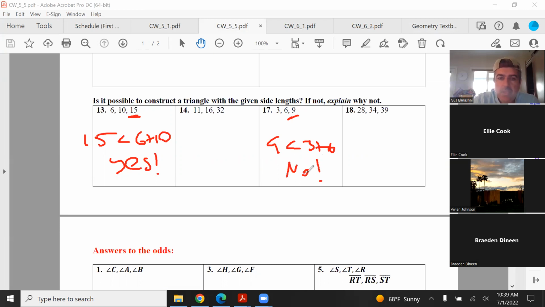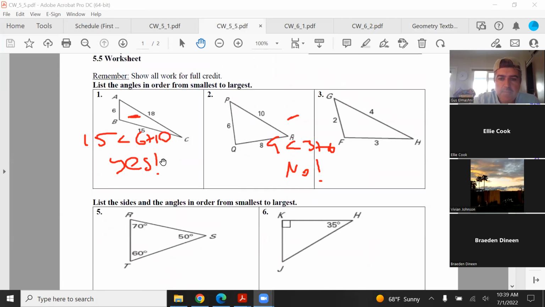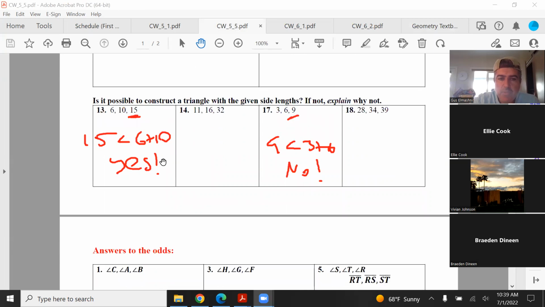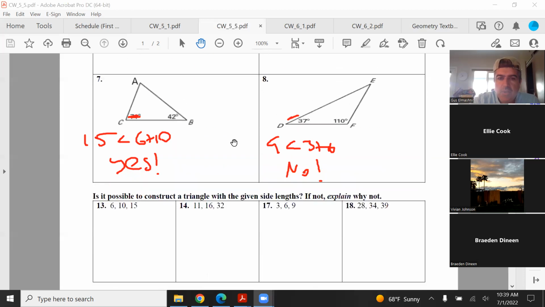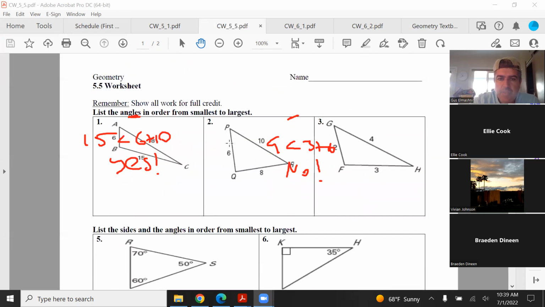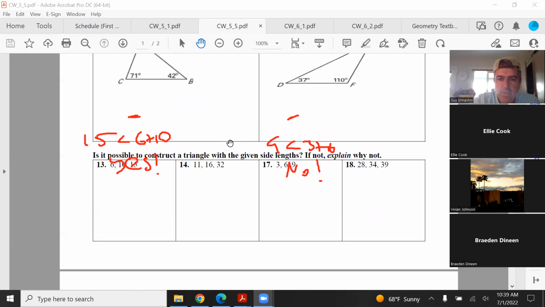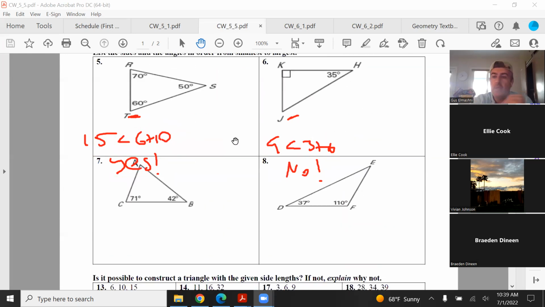Okay. Oh, that numbering's off. There's no number 16 or 15. That's weird. Typo. So anyway, go ahead and try the evens now. So again, 13 was yes, 17 was no. So you guys are going to try the evens. Shouldn't take too long. I'll go over the answers in just a few minutes. Then we'll move on to 6-1.